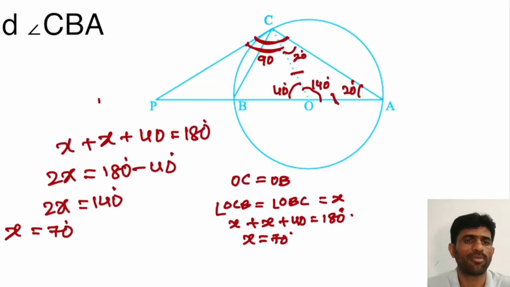Yes, isosceles triangle property only. Because two sides are equal, two angles also we took equal. So we got that value as 40 degrees. This is 40, so the other two should be 70, 70. Hope it is clear now.